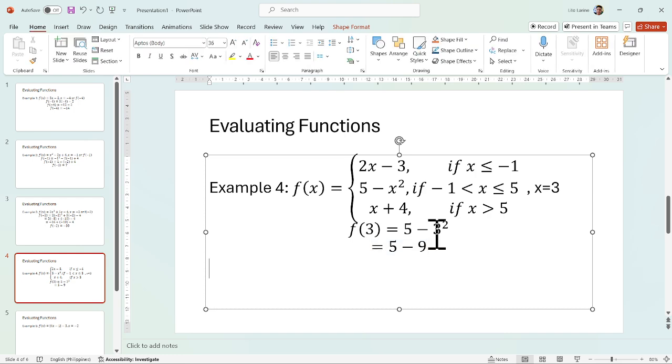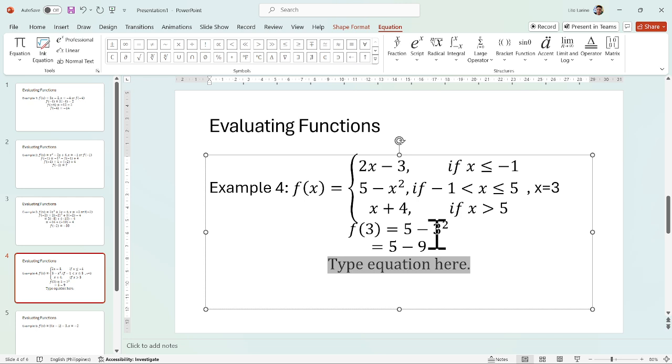Thus, our piecewise function f of 3, 5 minus 9 is equal to negative 4. Thus, this piecewise function when x is equal to 3 is equal to negative 4. This is the evaluated value of the function when x is 3.